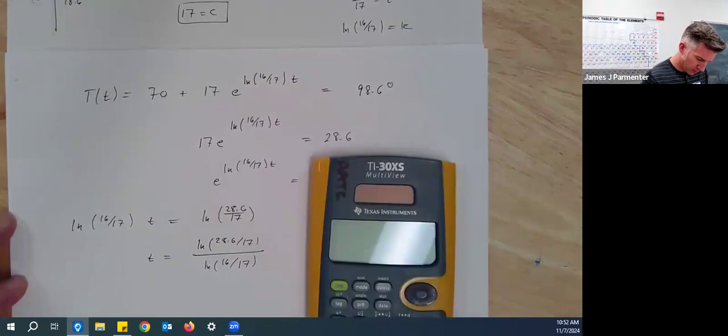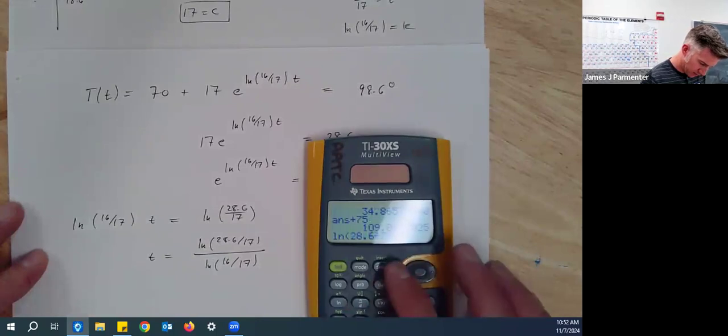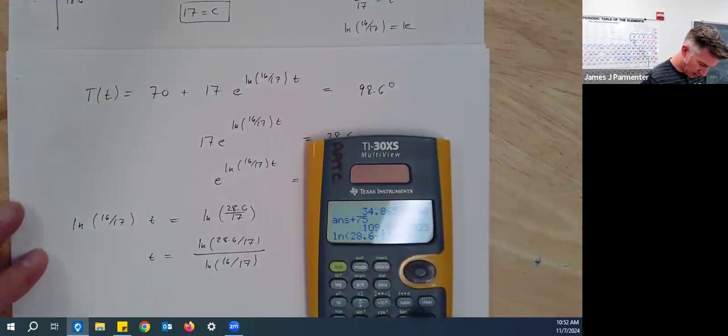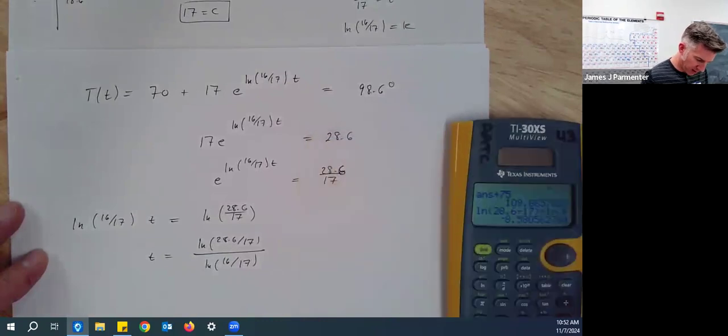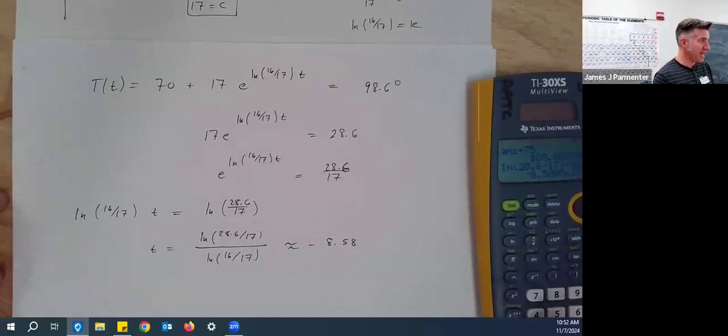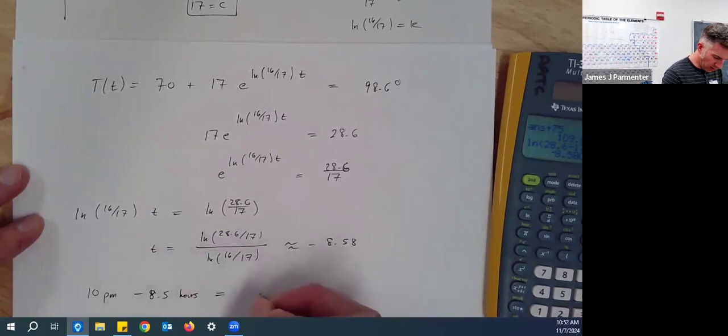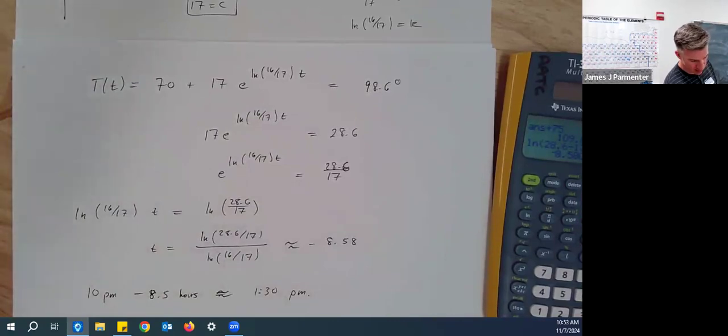Let's do it. So I'm going to have the natural log of 28.6 divided by 17 divided by the natural log of 16 divided by 17. I get negative 8.58. So that means we have to go back about 8.5 hours. So 10 p.m. minus 8.5 hours approximately is going to be about 1:30 p.m. And technically it's 8 point something, so it would be like 8 and 58 hundredths of an hour, but let's just approximate it. 0.5.